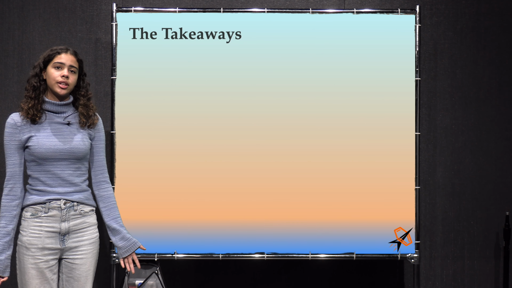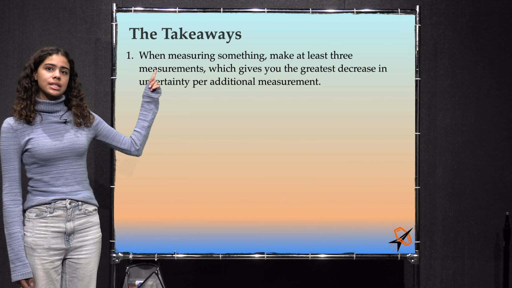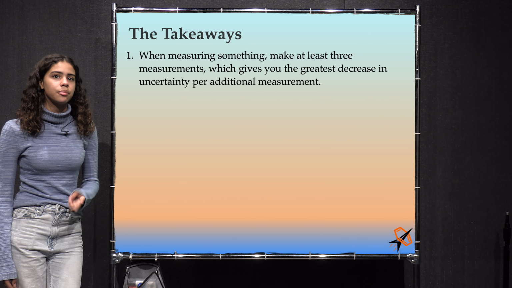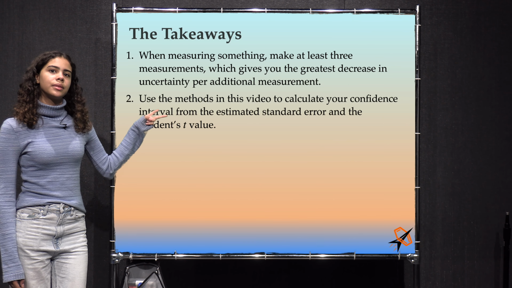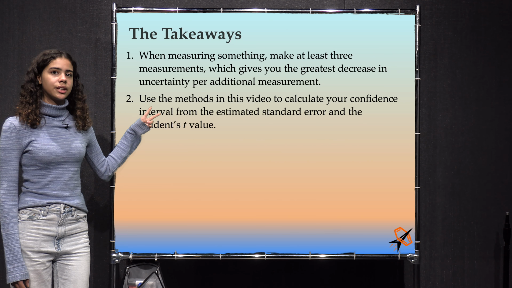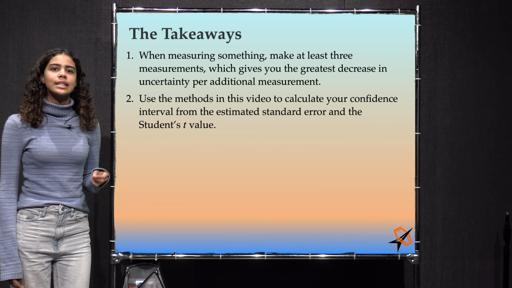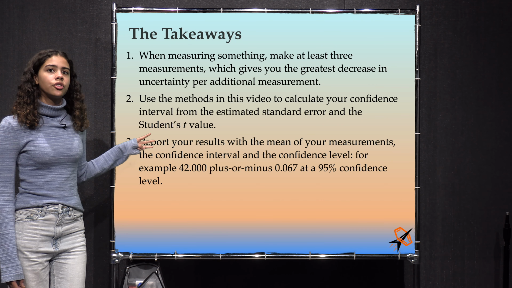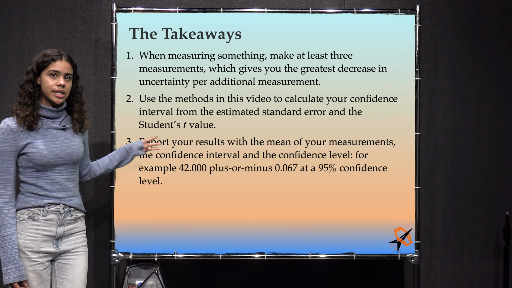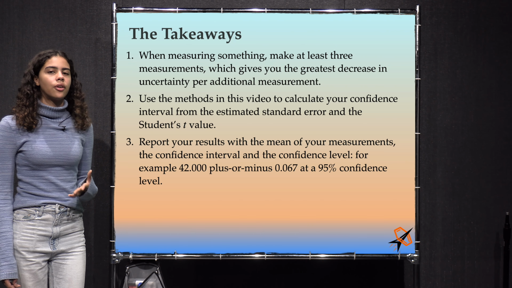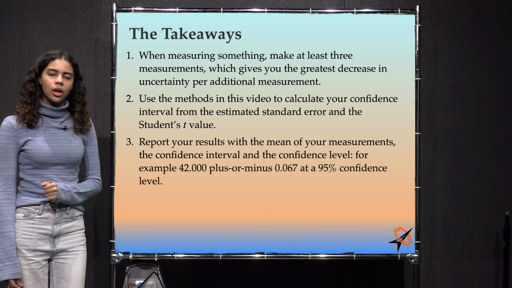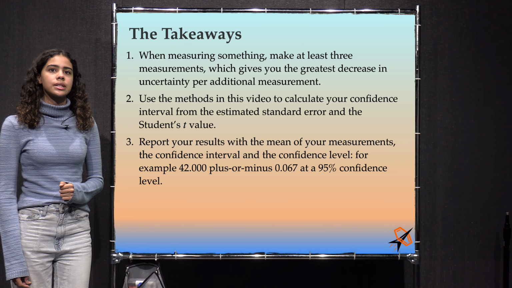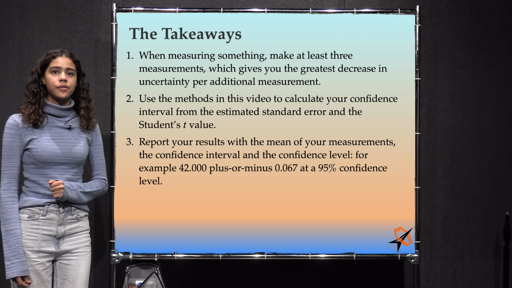The takeaways from this video are: 1. When measuring something, make at least 3 measurements, which gives you the greatest decrease in uncertainty per additional measurement. 2. Use the methods in this video to calculate your confidence interval from the estimated standard error and the Student's t-value. 3. Report your results with the mean of your measurements, the confidence interval, and the confidence level. For example, 42.000 plus or minus 0.067 at a 95% confidence level.